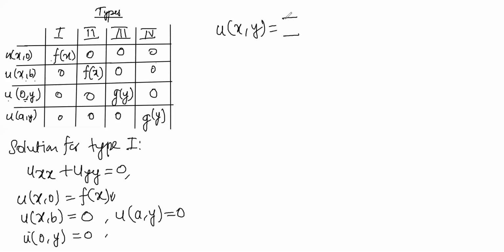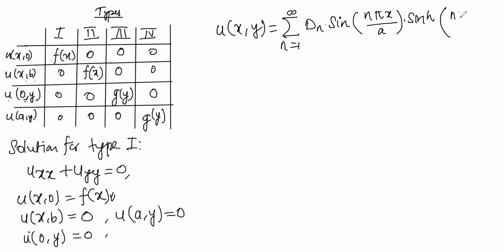u(x,y) will be equal to the summation n equal to 1 to infinity of d_n times, first it will be sine of n pi x upon a into sine hyperbolic of n pi (b minus y) upon a. So that's my solution basically. And now look at this. This is what I was talking about. When you have a function given in type of x, then in the trigonometric function you get sine. So you have here x, while hyperbolic has y.